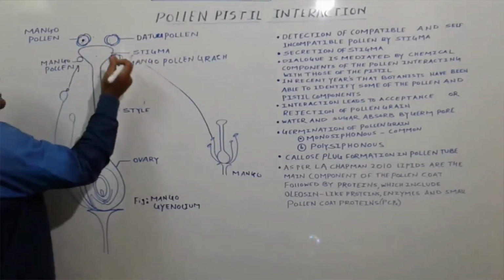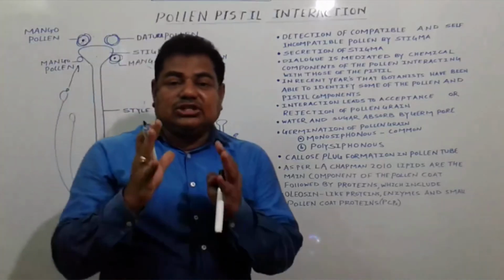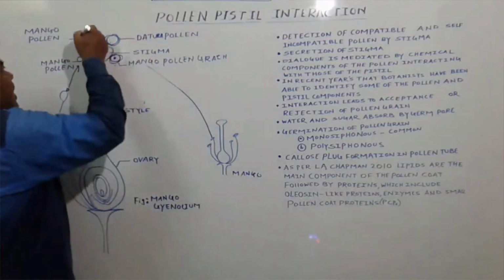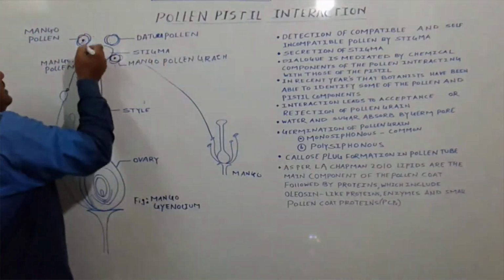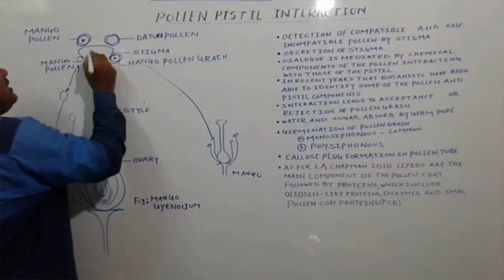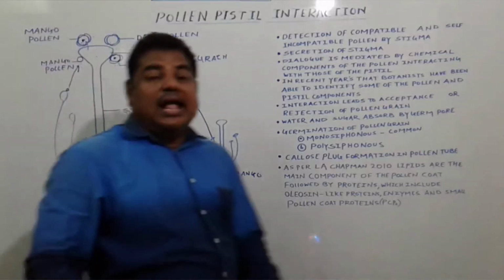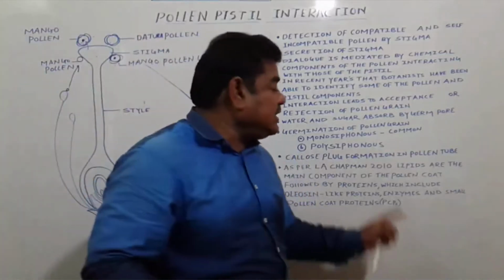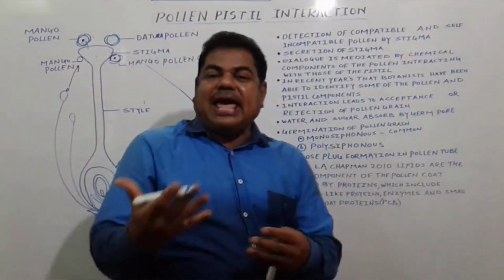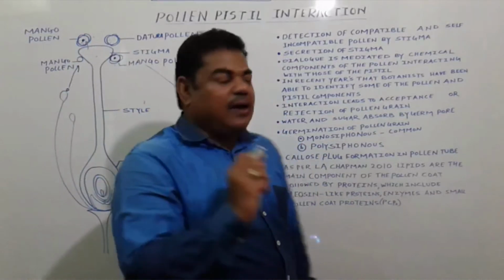This stigma is sticky in nature. It is full of water and full of sugar. So there is a dialogue between this stigma and this mango pollen grain, and the most compatible pollen grain gets detected by the stigma, and the stigma releases a signal to this most compatible pollen grain. As soon as this chemical signal gets released to only one pollen grain, that pollen grain becomes active, and now that pollen grain shows a movement on the stigma.